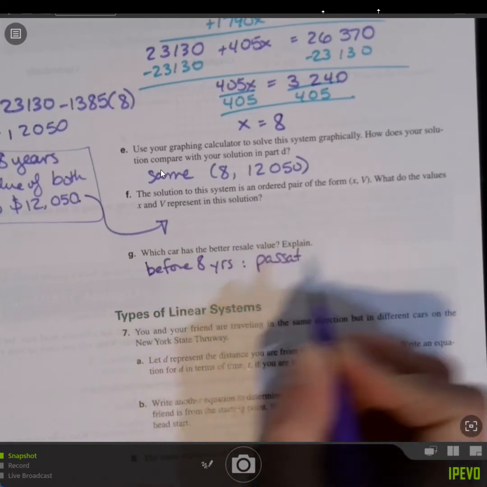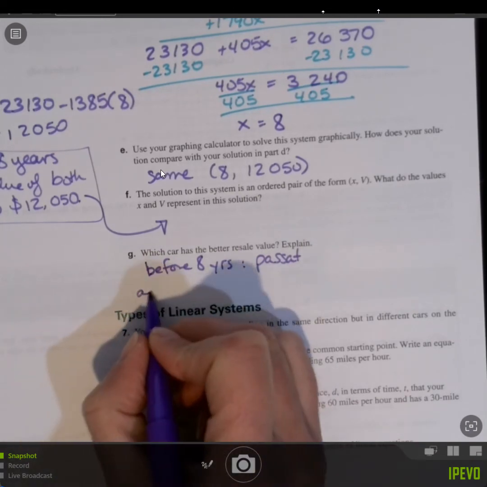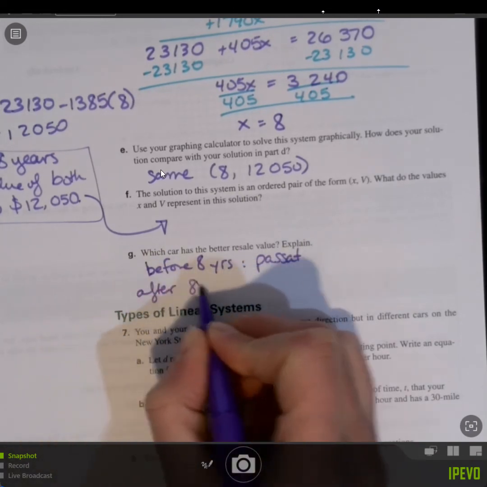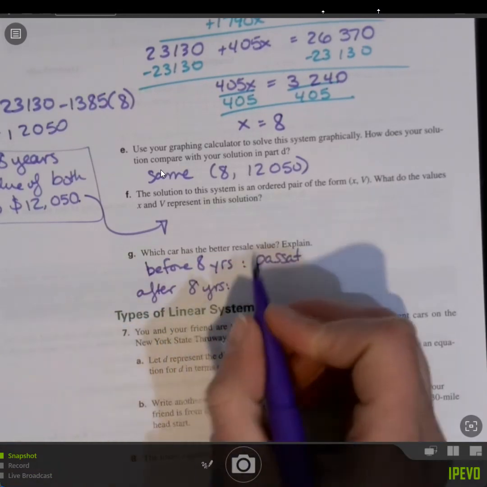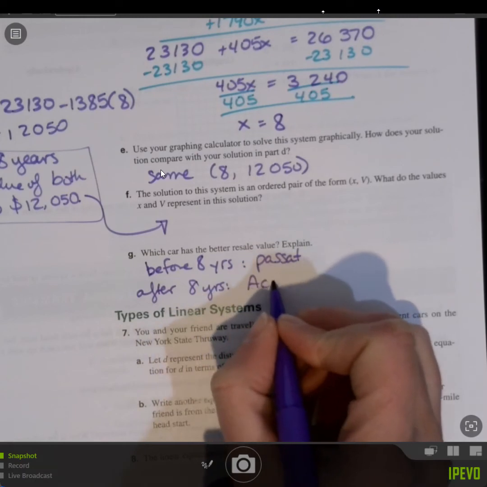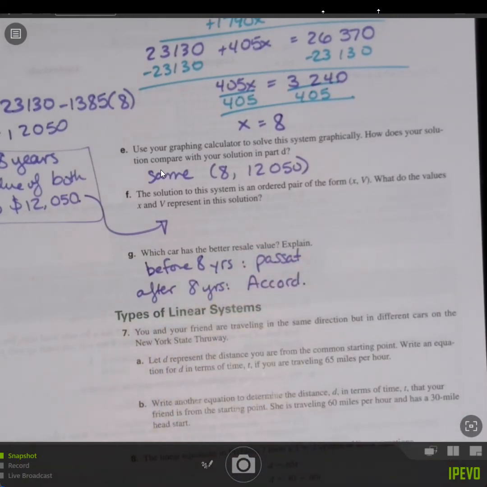Because the values were all higher in the table before 8 years in the Passat's column. But then after 8 years, the Passat's values are lower. Then it's going to be the Accord. So it's not a straight answer about which one is better. It really depends on how old the car is.